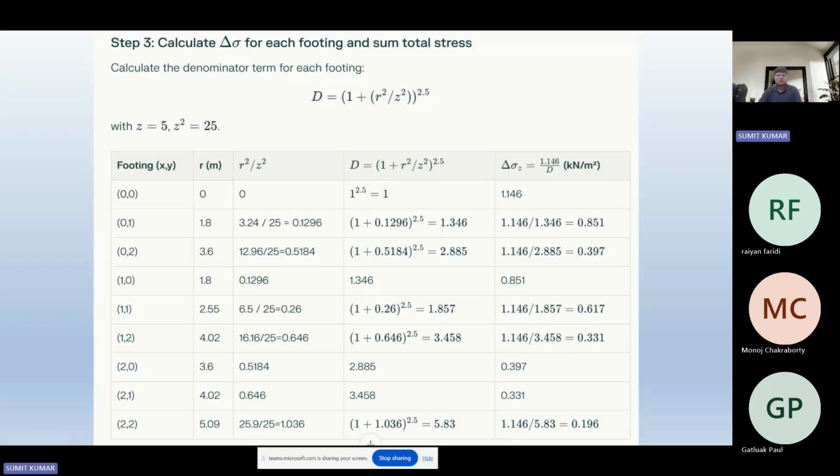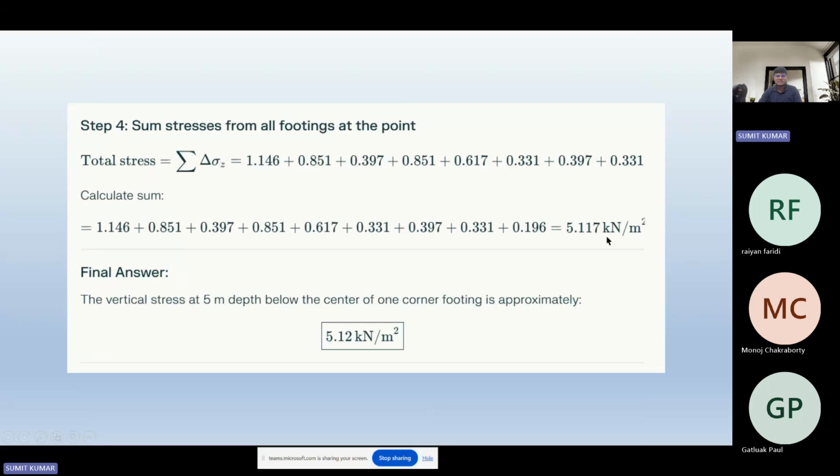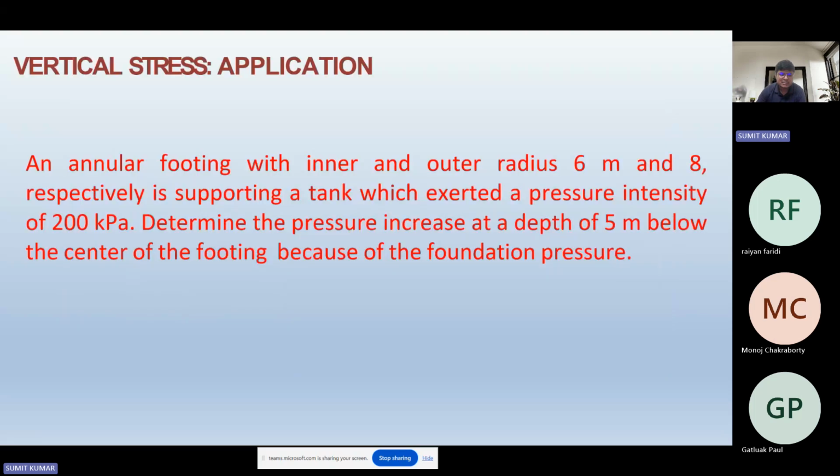Once the delta sigma Z value is calculated for each of the cases, now we will sum that delta sigma Z value, and the final answer comes out to be 5.117 kilonewton per meter square, which is written as 5.12 kilonewton per meter square. The stress developed below the corner due to all the footings comes out to be 5.12 kilonewton per meter square.